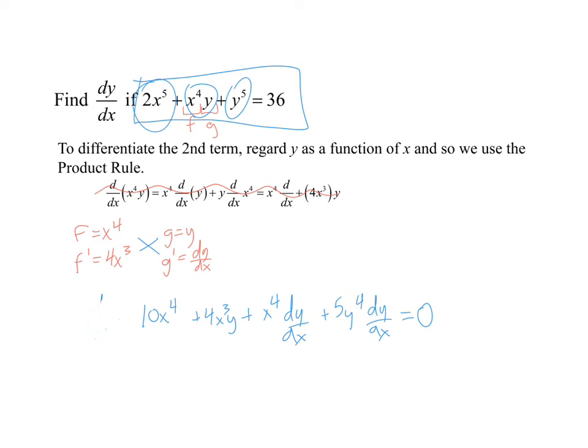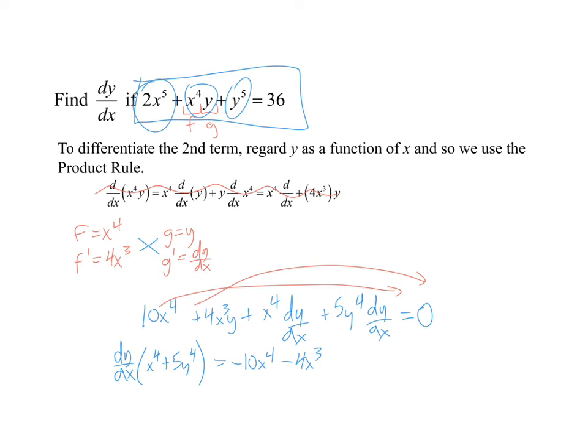So we get the exact same idea we had on the last question. The only difference is we use the product rule. So for this one, we would factor out our dy/dx terms. Let me write that down below here. If we factor out the dy/dx, we'd have x to the fourth plus 5y to the fourth. And let's bring our 10x to the fourth and the 4x cubed y to the other side. So that would give us negative 10x to the fourth minus 4x cubed y.